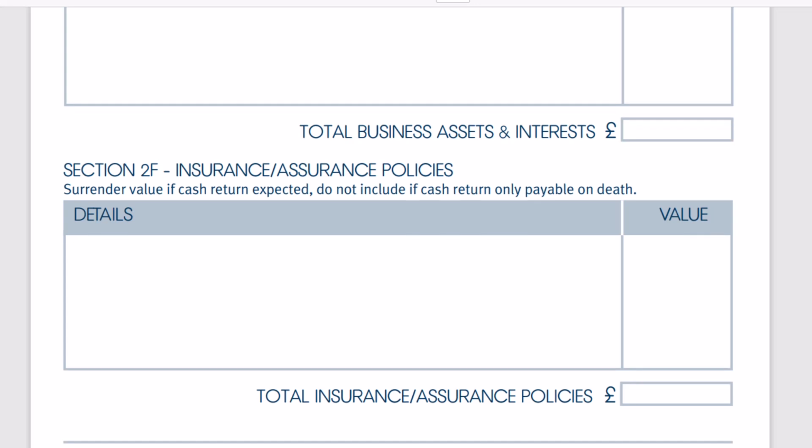And in section 2F, let us know if the adult has any insurance policies that have a surrender value. That is, if you were to decide to cancel the policy, the adult would receive a lump sum. Not all insurance policies have a surrender value. If there are policies in place that don't have a surrender value, don't include them here. When you send the completed inventory form to the Office of the Public Guardian, you should also send along any evidence of these insurance policies.